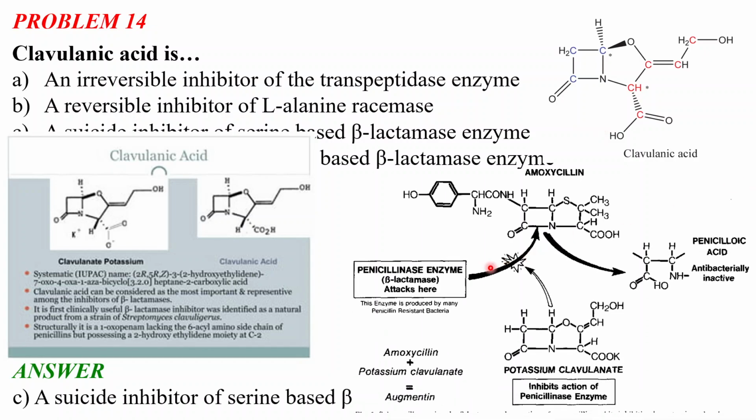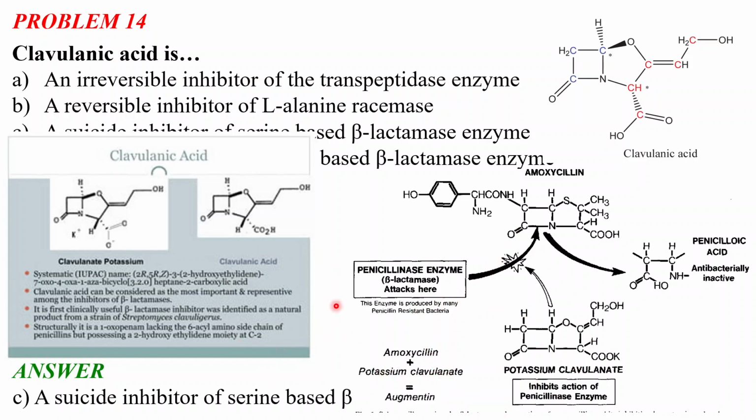So this is amoxicillin, and this is clavulanic acid. This is where the enzyme beta-lactamase attacks the penicillin. The enzyme is produced in many penicillin-resistant bacteria, and the clavulanate inhibits the action of the enzyme. This is potassium clavulanate, the potassium salt of clavulanic acid, which is antibacterially inactive. So this clavulanic acid inhibits this position, and this is a suicide inhibitor.